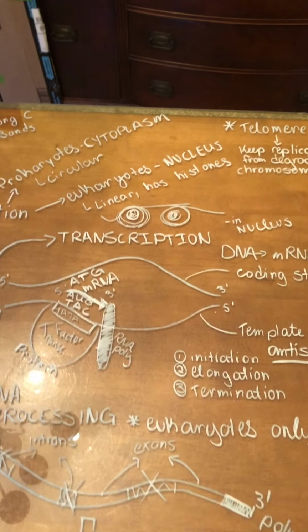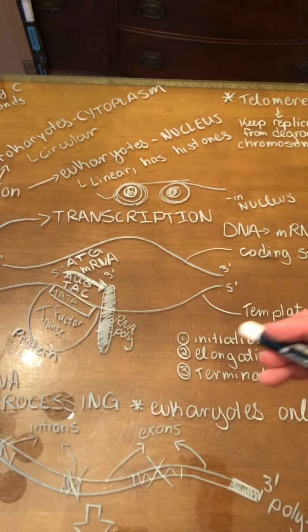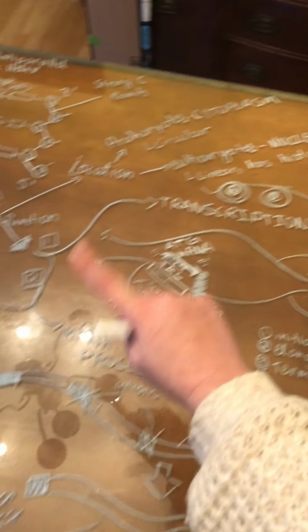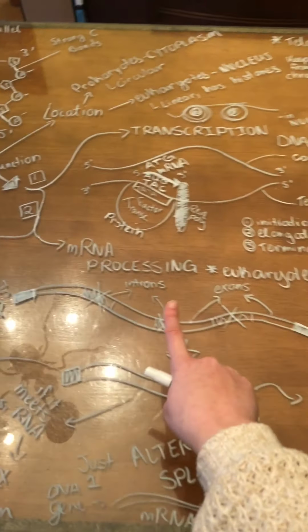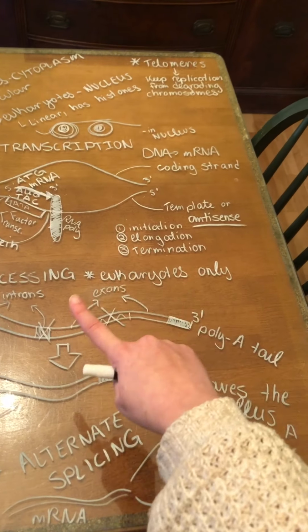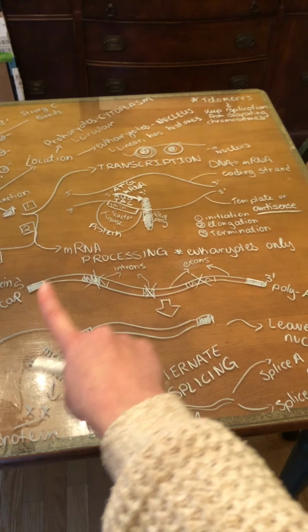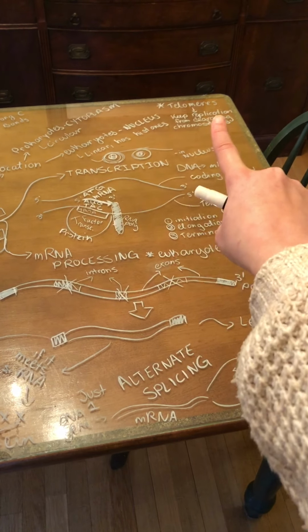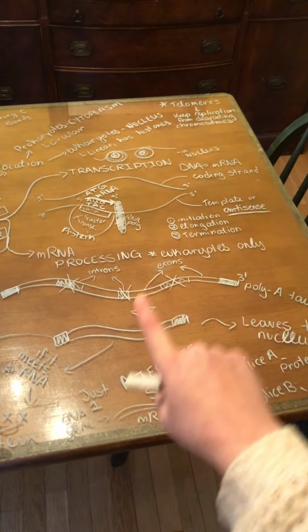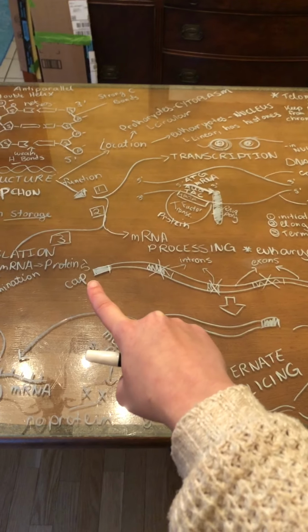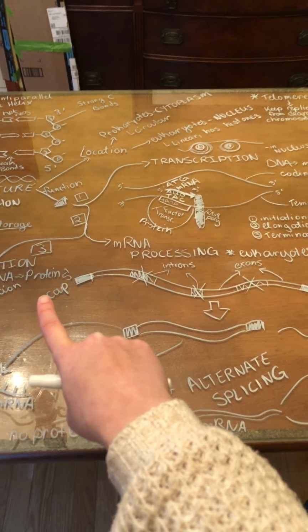What happens next only happens in eukaryotic cells, and it's when we take this messenger RNA and we process it. So step 2, messenger RNA processing, eukaryotes only. What happens here is we add protective end caps. That sounds a lot like telomeres. On the 3' end, we have the poly A tail. On the 5' end, we have the 5' cap.